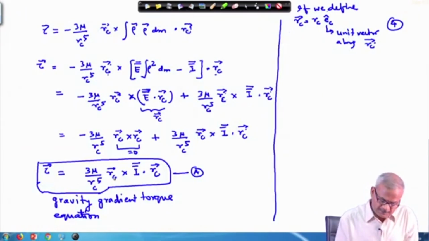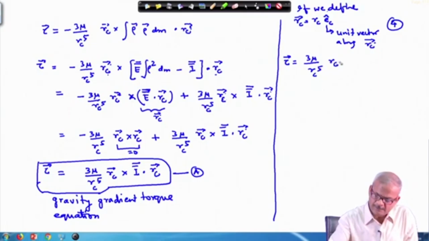Okay. So, if we insert this here in this place, this tau gets reduced to 3 mu by R c to the power 5, and here R c times E c cap cross I double bar dot R c times E c cap.